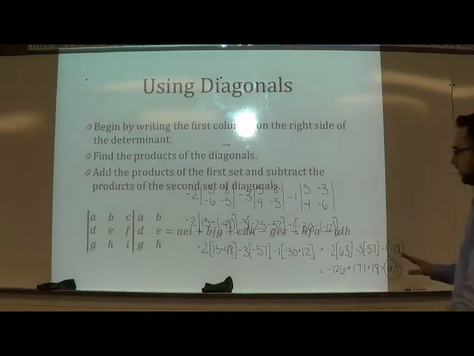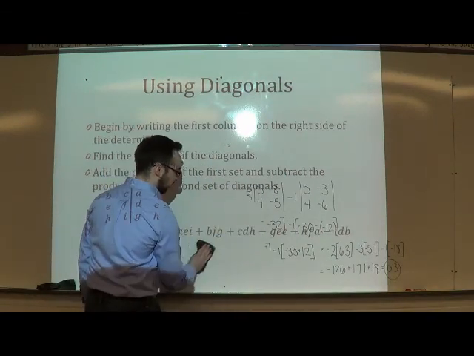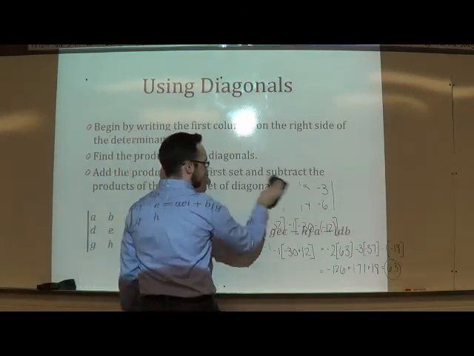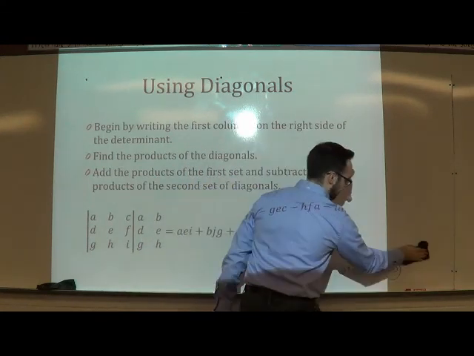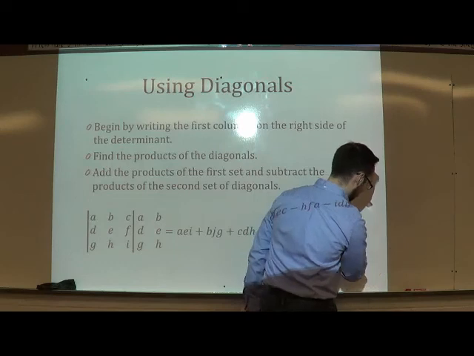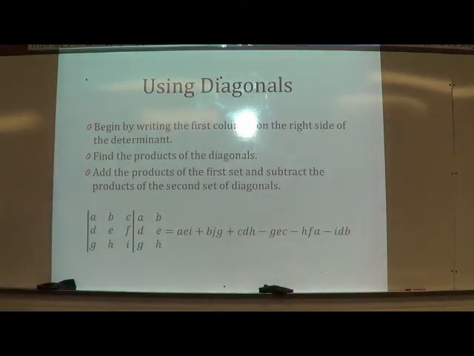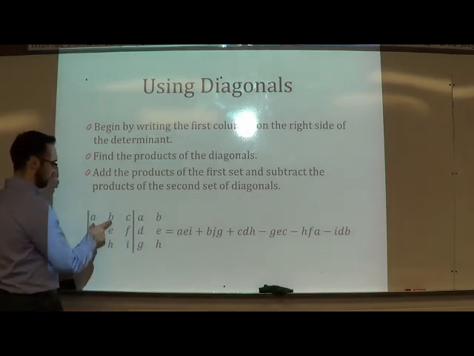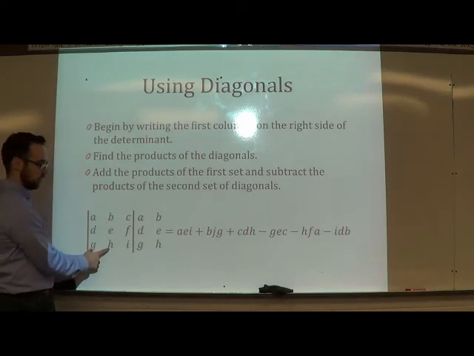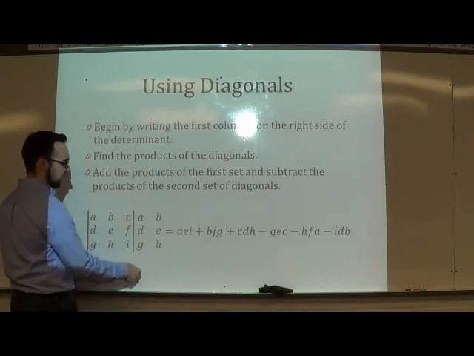Alright, the other way, which in my opinion is a whole lot easier, is what we call the diagonal method. And this one really just comes down to some rewriting and then some multiplication here. So what we do is we have our determinant of the 3 by 3, and I rewrite the first 2 columns here. So I rewrote the ADG, and then I had the BEH.